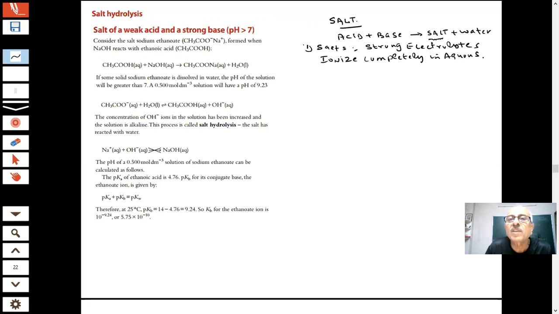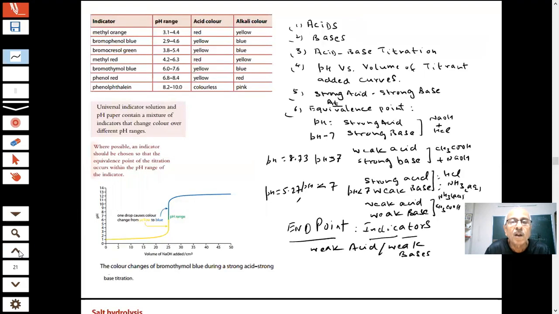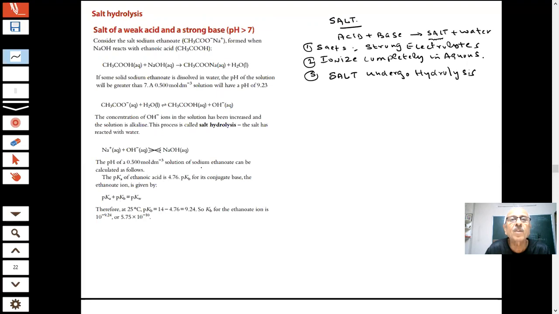This is what I'm saying, what salt is. They ionize. Then what will happen to the salt if it is ionized, students, in aqueous, meaning in water? Salt will be hydrolyzed. Salts undergo hydrolysis. Hydrolysis, students. Salt will undergo hydrolysis. This is something very important.